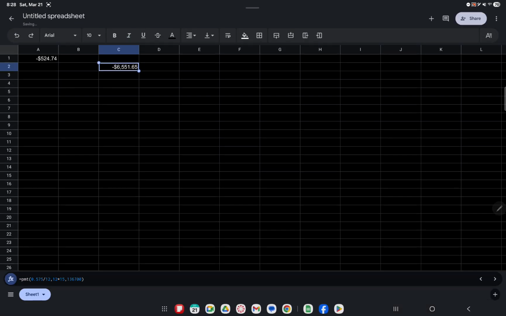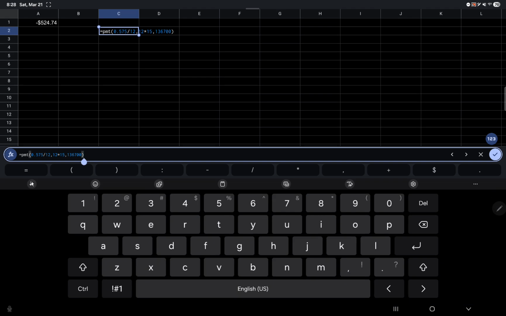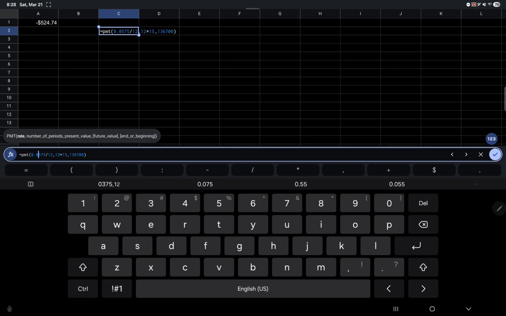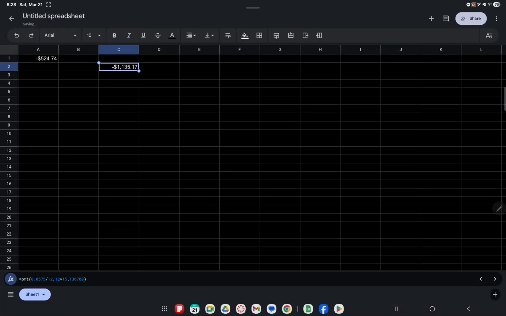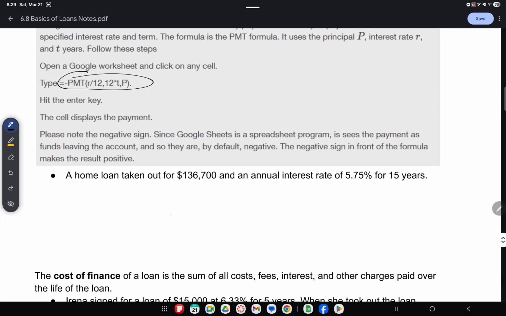All right. I almost feel like that's pretty high. What did I type in? Oh, because I did 0.575. I need to do 0.0575. Goodness, that looks a lot better. Okay. So 1,135 and 17 cents.